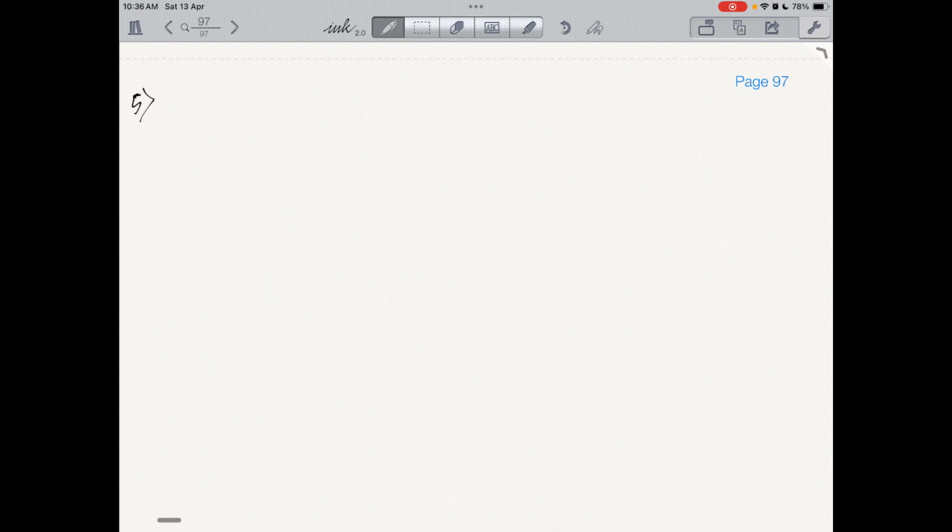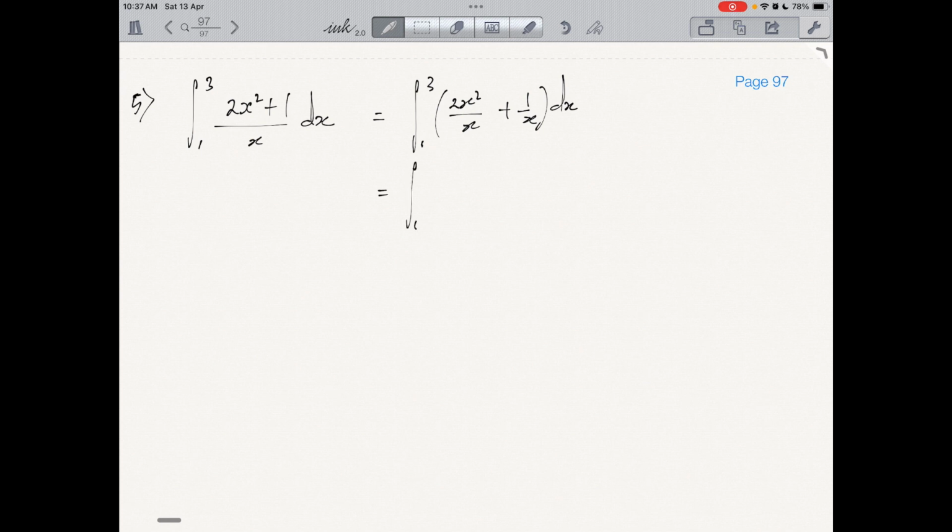Number 5. Integrating from 1 to 3 of 2x squared plus 1 divided by x dx. Now the first thing to do is to simplify the function and break it into more terms. That's 2x squared over x plus 1 over x dx. So it gives us one integral from 1 to 3 of 2x plus 1 over x dx.